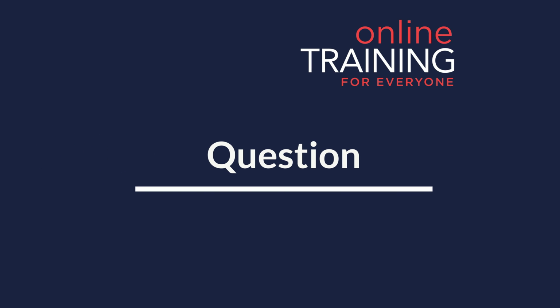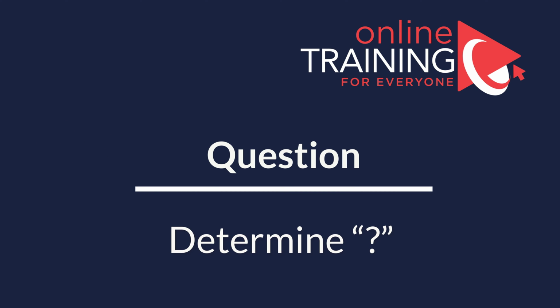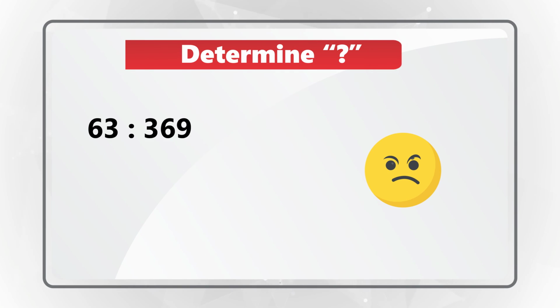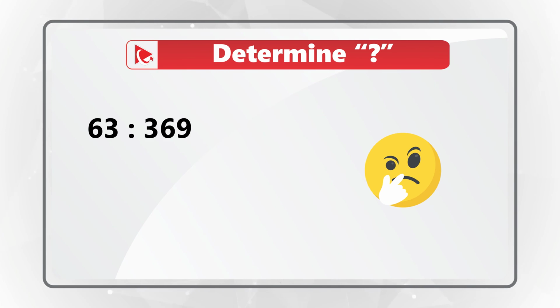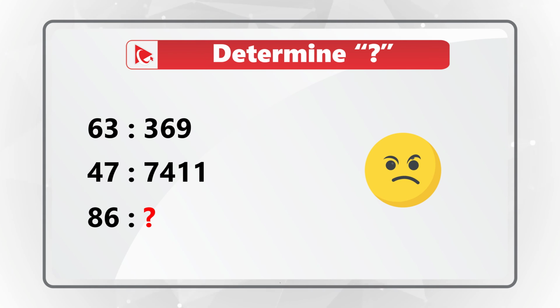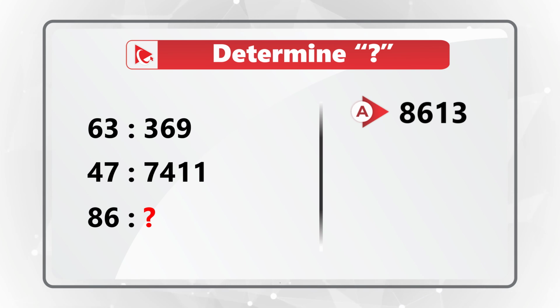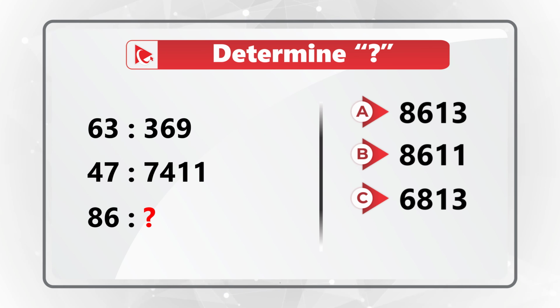Here is one of the very interesting questions to test your analytical skills. You're presented with 3 ratios: 63 to 369, 47 is to 7411, and then a third ratio where 86 is related to question mark. You need to determine the question mark based on the 4 different choices. Choice A, 8613; choice B, 8611; choice C, 6813; and choice D, 6814.